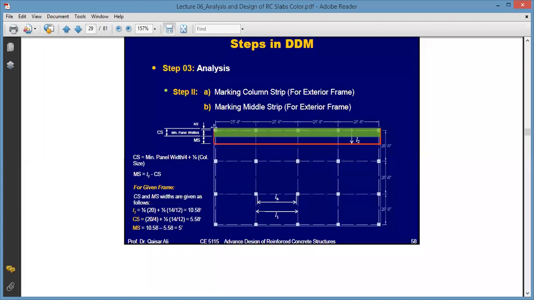Now in the exterior frame, what will be the column strip and middle strip? In the exterior panel, just divide the width of the exterior panel, because this exterior panel width is equal to half of the strip width plus half of the column size. The column strip is equal to the exterior panel width divided by 4 plus half of the column size, and the middle strip is equal to L2, meaning total frame width minus the column strip.